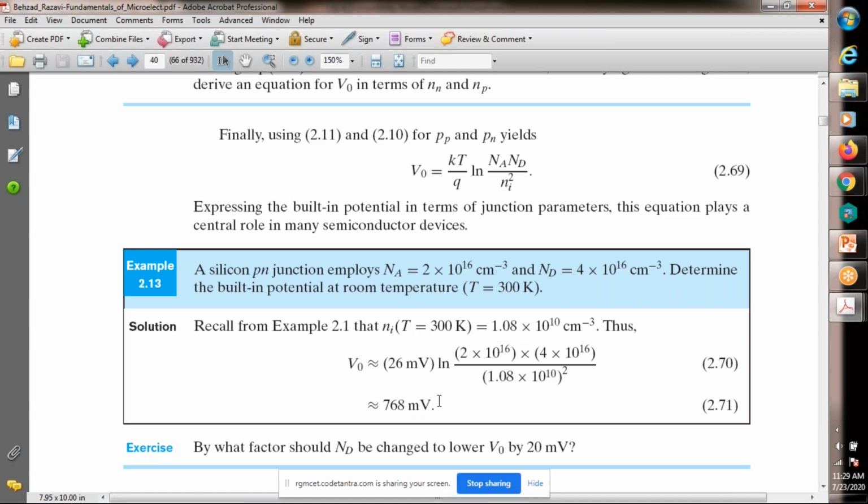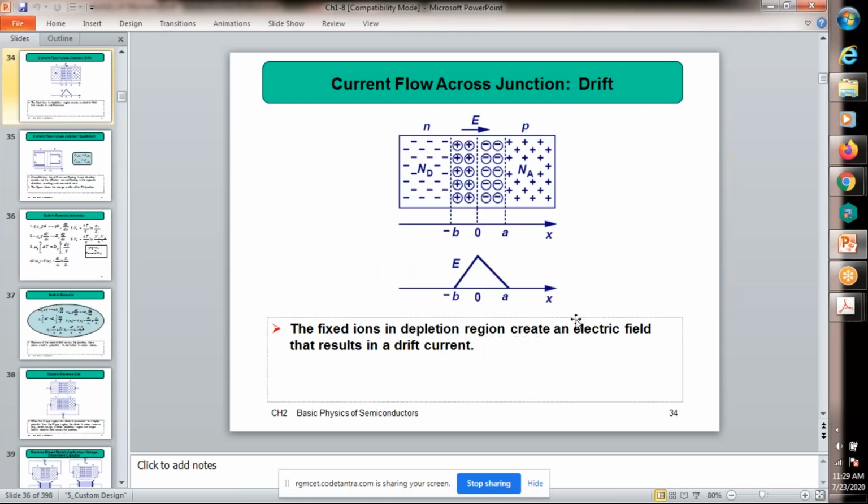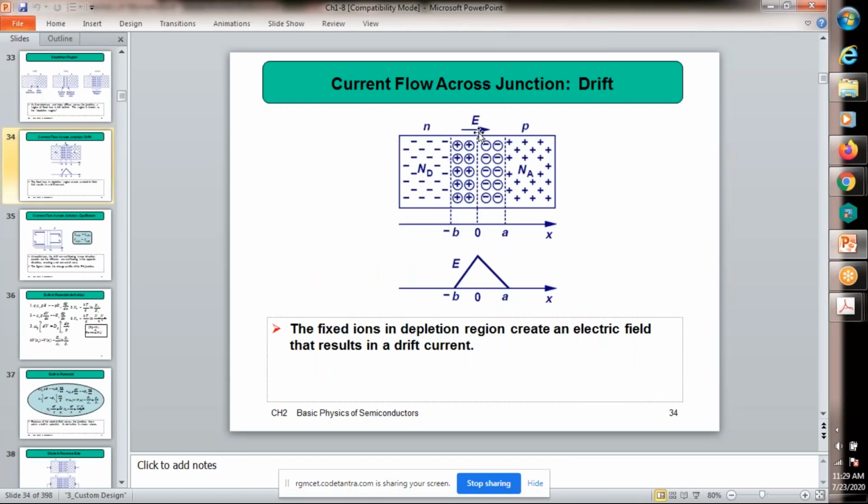So now we express the electric field in terms of voltage. How much voltage? Around 0.7 volt, 0.7 or 0.8 depending upon the doping levels, Na and Nd values, and temperature also. We may consider some 0.7 to 0.8 volt. Now come to this point. Now we understand here, this electric field is represented in terms of voltage.